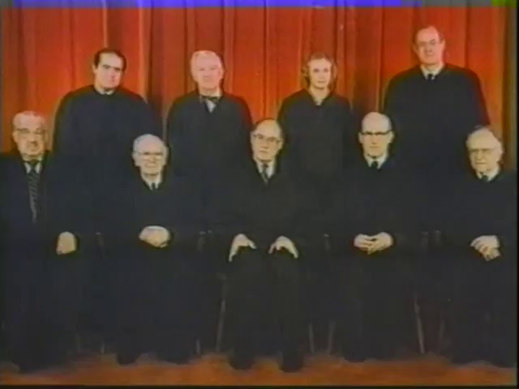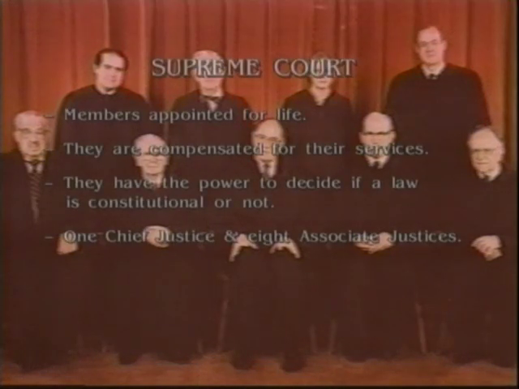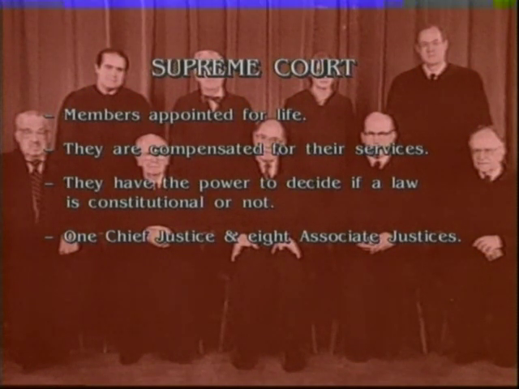The judicial branch of our federal government is headed by the Supreme Court. Its decisions in civil and criminal cases are final. The justices are appointed by the President and approved by the Senate. Those who serve on the court serve for life unless they are removed from their position for serious offenses. They are paid for their services, for they cannot hold any other office while serving on the court. They have the power to decide whether a law is constitutional or not. And since 1869, there has been one Chief Justice and 8 Associate Justices on the Supreme Court.